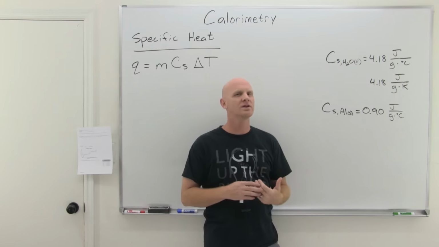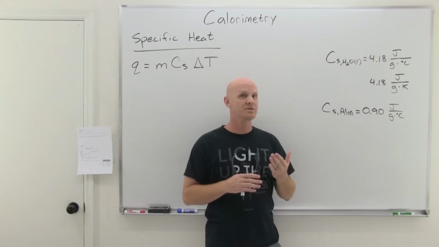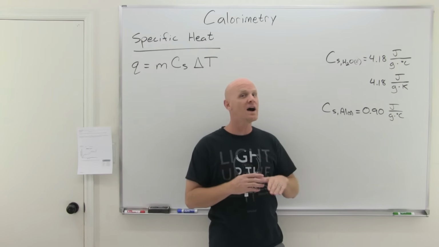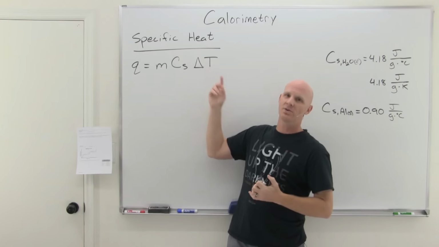Well, what if you wanted to raise it up 2 degrees? Well, then it'd take twice as much heat. What if you wanted to raise up the temperature of 1 gram of liquid water 5 degrees? Well, then it's going to take 5 times as much heat. And that's why we multiply by delta T.